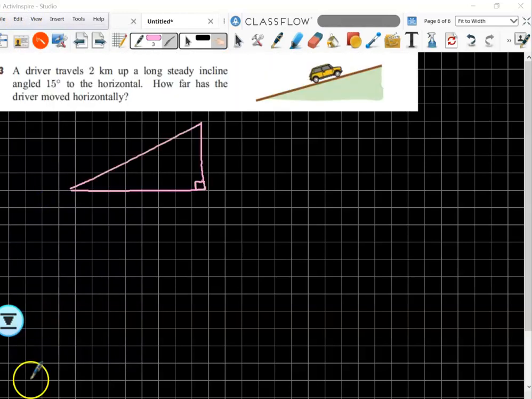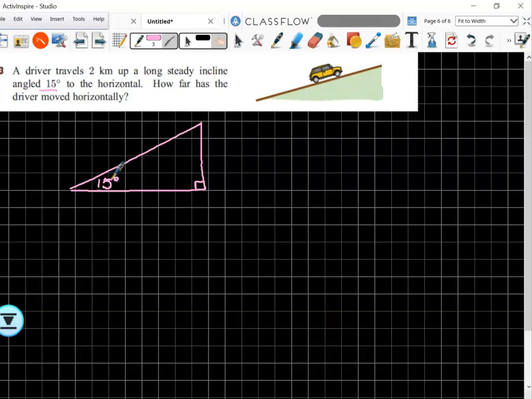Okay, so this is where we meet maths people writing worded questions, and you might have to read the questions a couple of times. A driver travels 2 kilometres up a long steady incline, angled at 15 degrees to the horizontal. So I reckon we can be confident that that's your 15 degrees. Do we agree? Horizontal, the ground. How far has the driver moved horizontally?